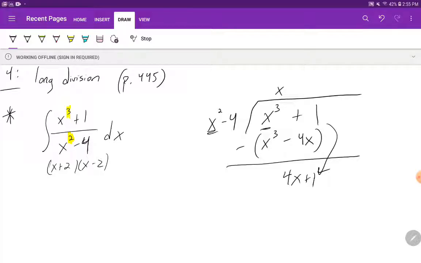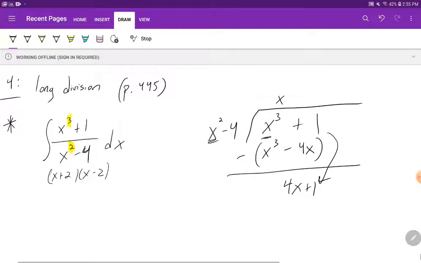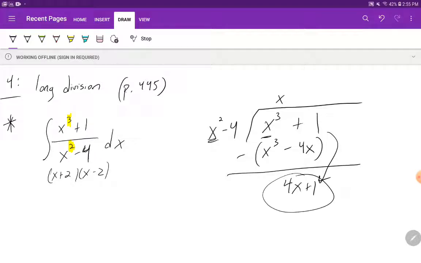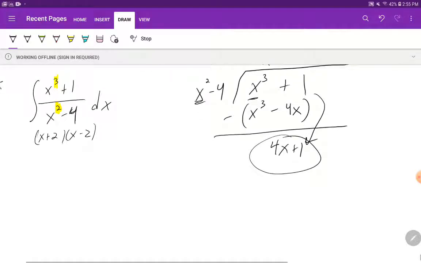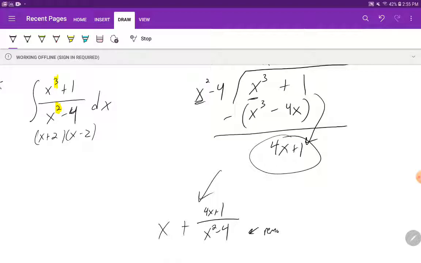I drop the 1. And so in this case now, this is going to be the remainder, right? So if I wanted to rewrite this guy, I get x plus 4x plus 1 over x squared minus 4, right? Because this is going to be the remainder. Oh, wait, no, sorry, I messed it up. This is going to be the divisor, and then this is the remainder.